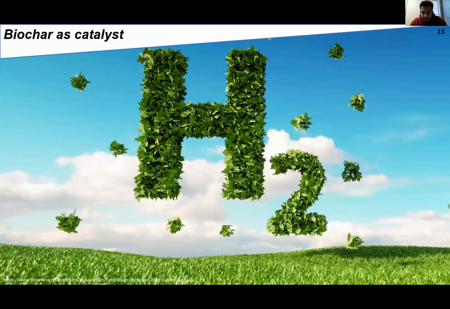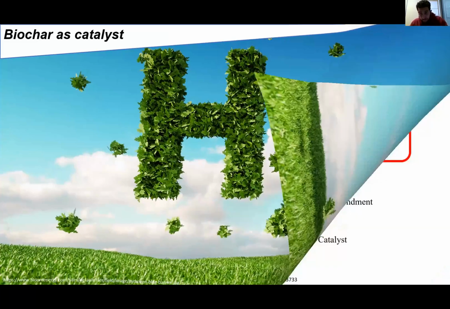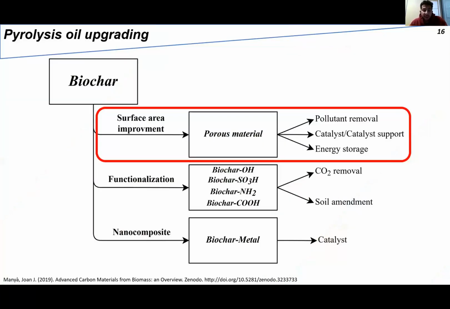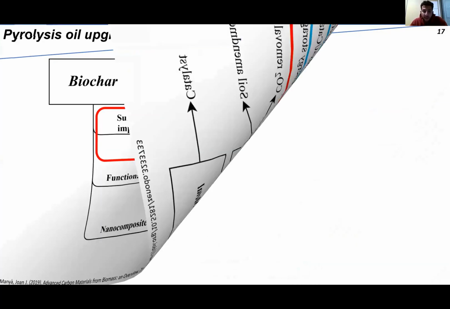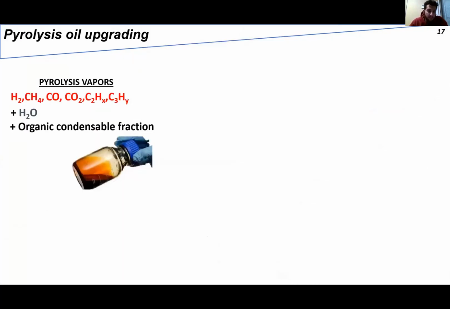So now we can move to the employment of biochar as catalyst. As I've already said, I'm producing porous materials in order to use the activated biochar as catalyst or catalyst support. The process that I'm studying is the upgrading of the pyrolysis vapours. I consider pyrolysis oil the mixture of water and the organic condensable fraction, which can be used in further processes depending on the pyrolysis conditions.